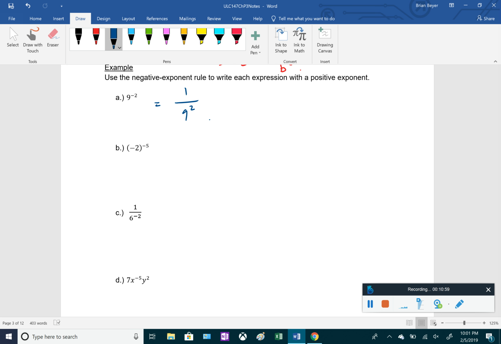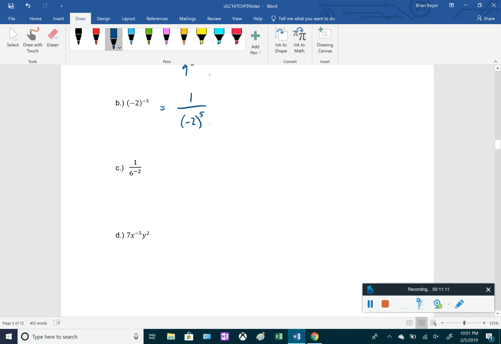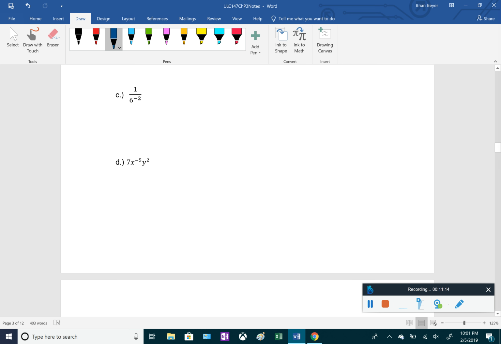So negative 2 for b here, negative 2 to the negative 5. That's going to be 1 over negative 2 to the positive 5. For c, we have 1 over 6 to the negative 2. So what we could do is rewrite this as 1 over 1 divided by 6 to the positive 2, and then you'd have to divide fractions, change it to multiplication. Or we can just realize anytime something is in the denominator with a negative exponent, we can plop it up in the numerator and give it a positive exponent. So 1 over 6 to the negative 2 equals 6 to the positive 2, so 36.